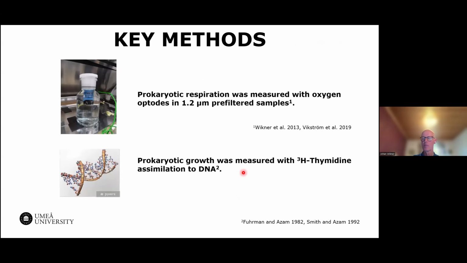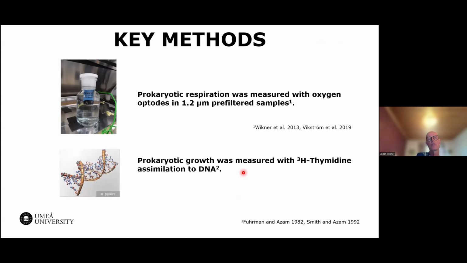Just to mention a little bit about the key methods that we used. For the respiration measurements, we used an oxygen optode method that we developed in our laboratory some years ago. We tried to increase the sensitivity by extending the incubation to 48 hours instead of the 24 that we usually apply. And I think that's reasonable given the cold conditions and quite low process rates up in that area.